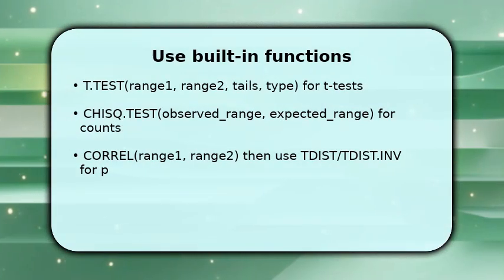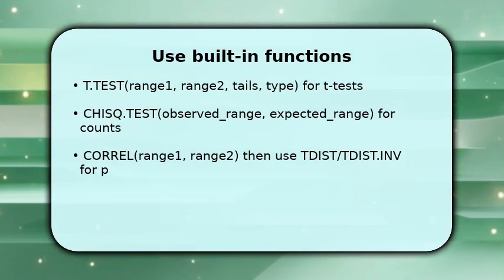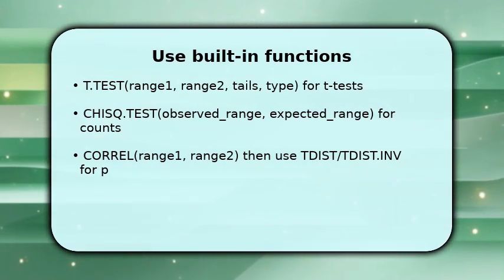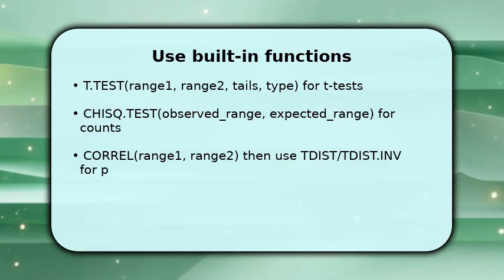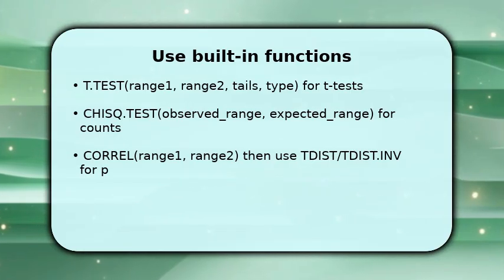Now you apply the built-in functions. For independent means, enter equals T.TEST(A2:A50, B2:B50, 2, 2) to get a two-tailed two-sample p-value. For paired data, use type 1. For categorical data, use equals CHISQ.TEST(observed range, expected range).